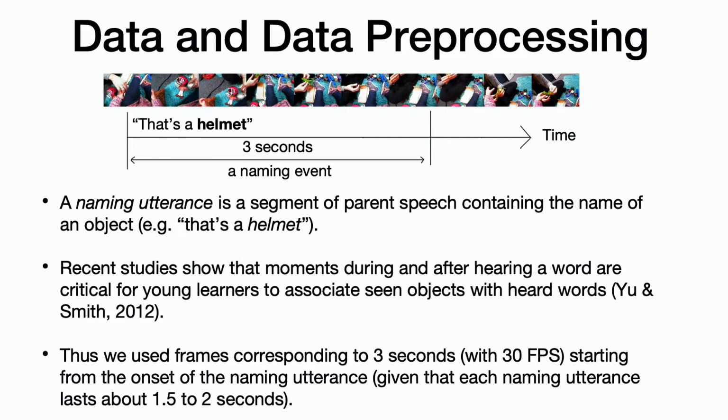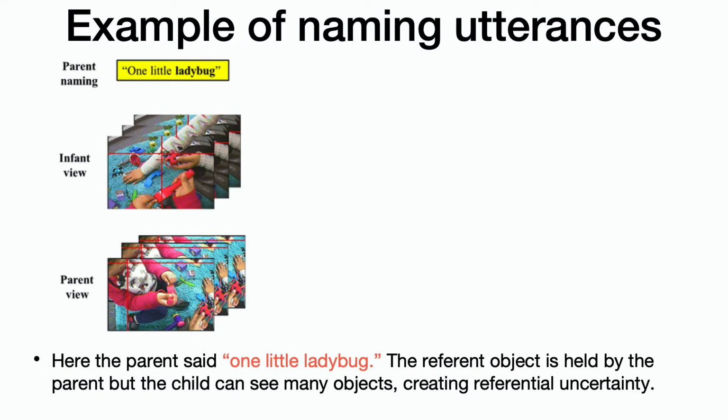We identify a naming utterance, which is a segment of parent speech containing a name of an object. For example, "That's a helmet." A recent study shows that the moments during and after hearing a word are crucial for learners to associate the object and the word. Because the average naming utterance is 1.5 to 2 seconds, we use the frames corresponding to 3 seconds starting from the onset of the naming event. In this way, we can include the during and after of the naming events. Let's look at some examples.